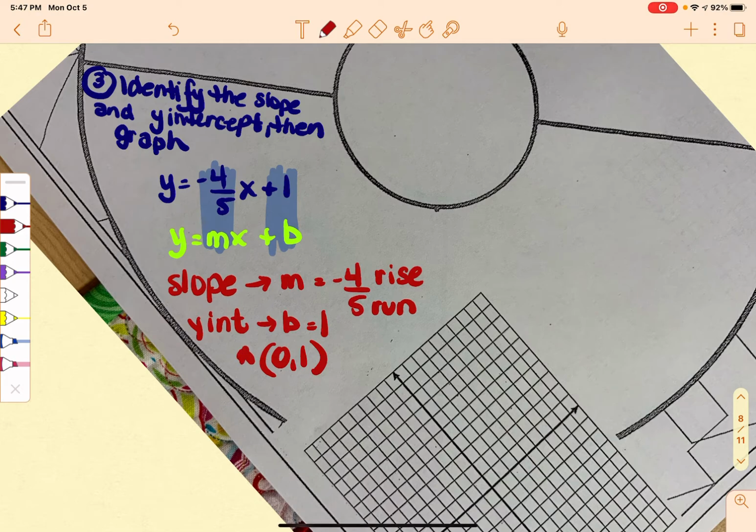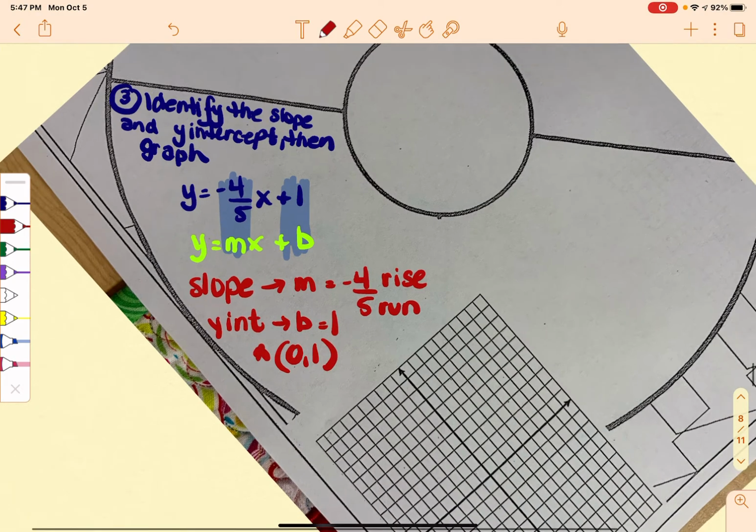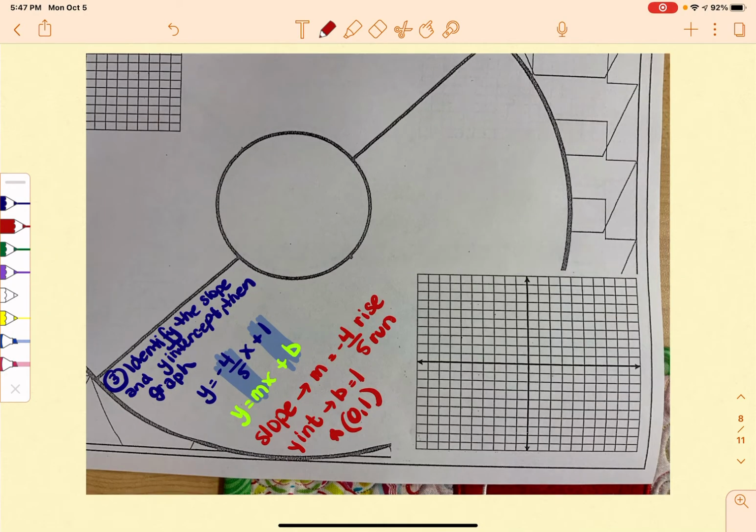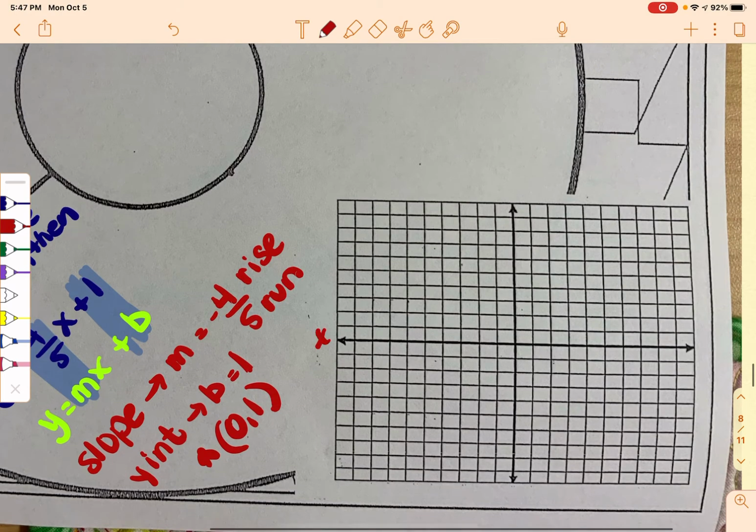Again, we're going to start with this piece. Hope you're getting the hang of this. Okay, I'm going to turn my paper here just so I can graph. There's x and y. So 0, 1's right here. If my slope is negative 4 over 5, that means that it goes down 4 and then over 5. Down 4, over 5. Now, because that slope was kind of a bigger one, we don't have a lot of values that go across there.